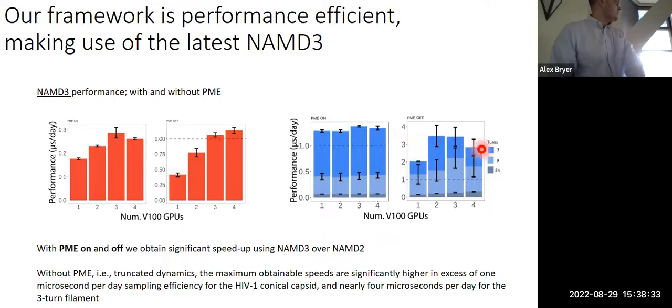So you can see, for this three-turn filament, there's the load balancing, maybe there's some things that need to be addressed with how we synthesize the PME grid. But we're approaching 4 microseconds per day. And these are systems that are half a micrometer scale in size. So we're really excited about that. So for this one, the time step is actually 15.